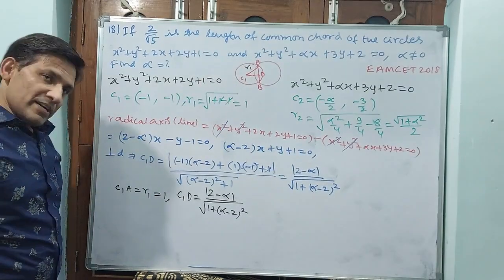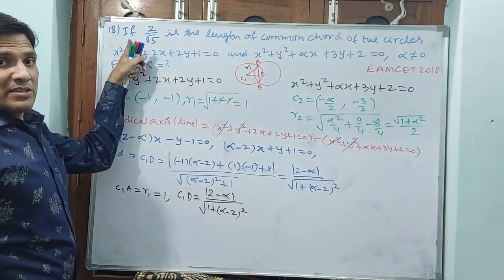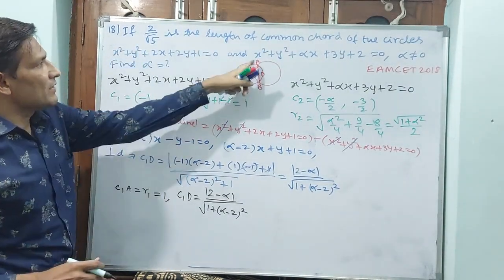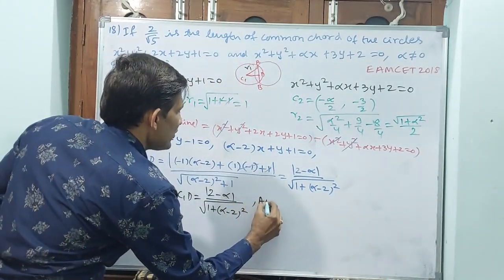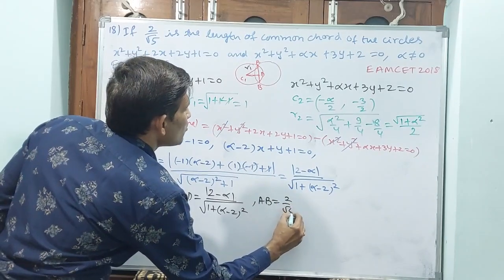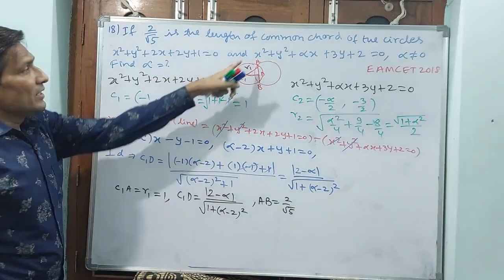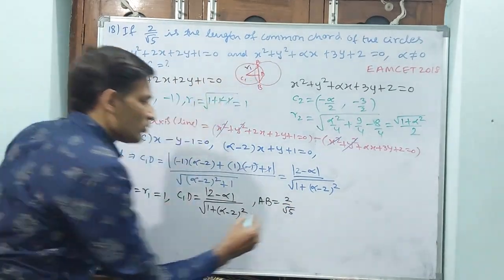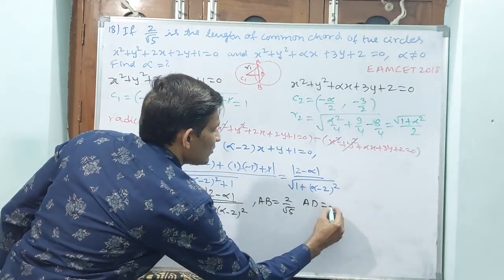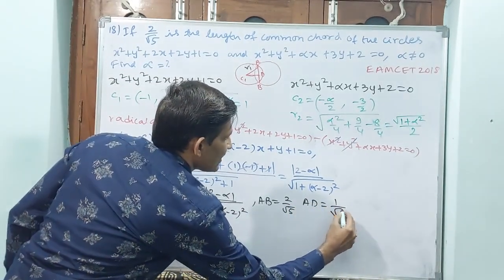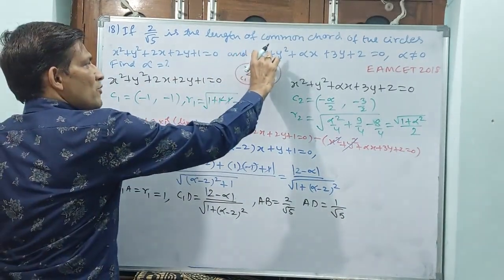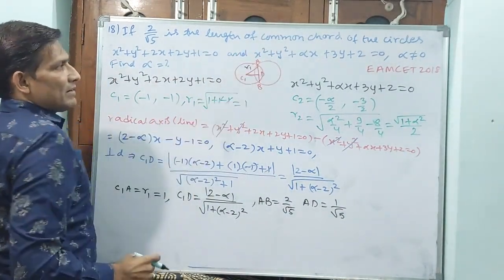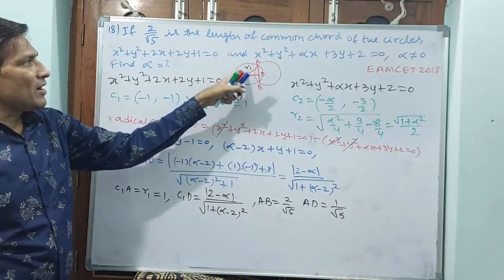AD we are having, definitely. But not AD directly. First write AB. AB is equal to the length of the common tangent, 2 by root 5. Then AD is equal to half of this, so 2 is going to get cancelled, 1 by root 5. Now you have AD and you have R1.